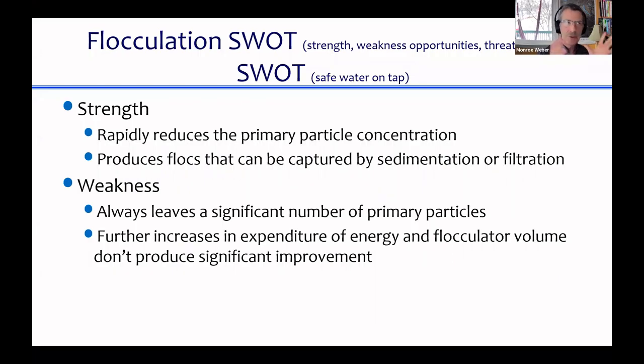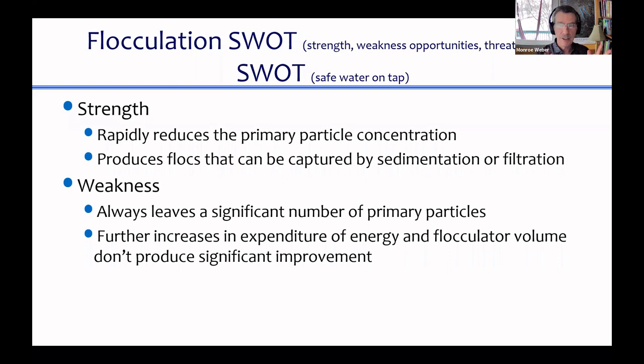Okay, so that was an introduction to get you thinking about what this system actually looks like. I also want to remind you of how we got here. We just finished flocculation. And if you think about SWOT, which is strengths, weaknesses, opportunities, and threats for flocculation, think about what we're trying to do with SWOT: safe water on tap.